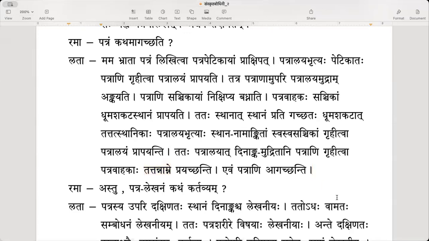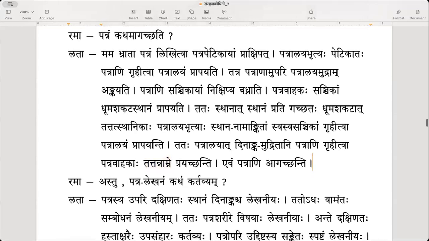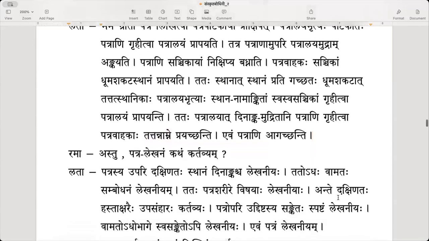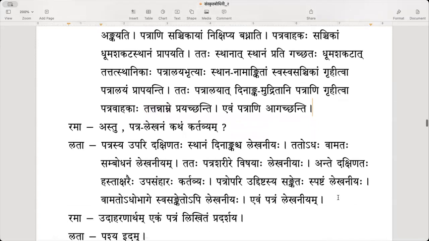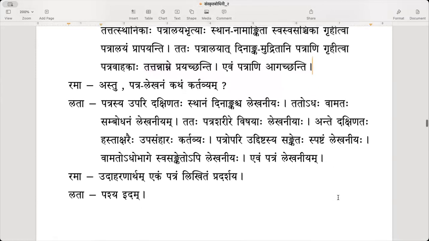Evam. Okay, evam patrani agachanti. So this is how letters reach or arrive. Yeah. Rama, astu, patra lekanam katam kartavyam. So she says, okay, now how to write the letter? How to write the letter?